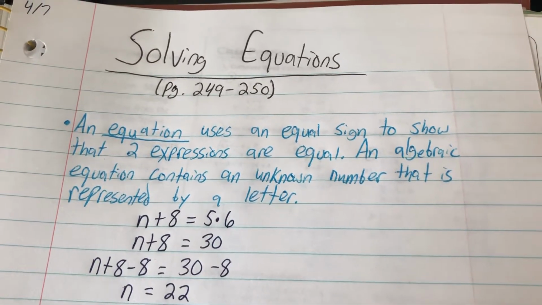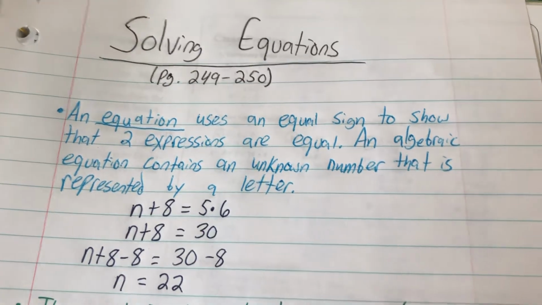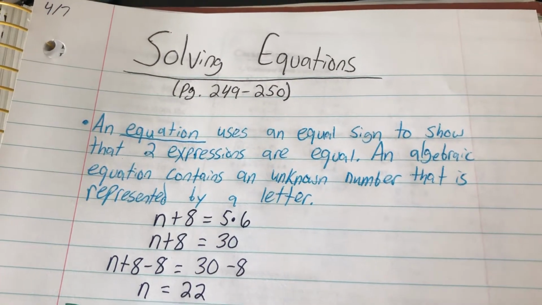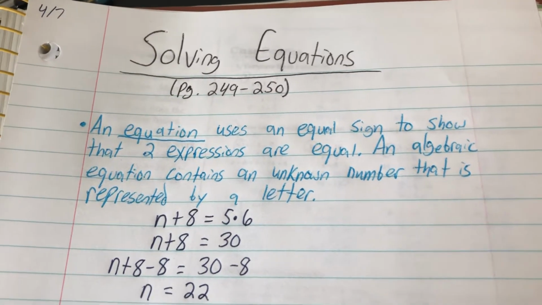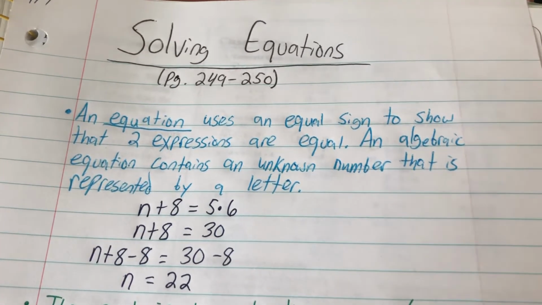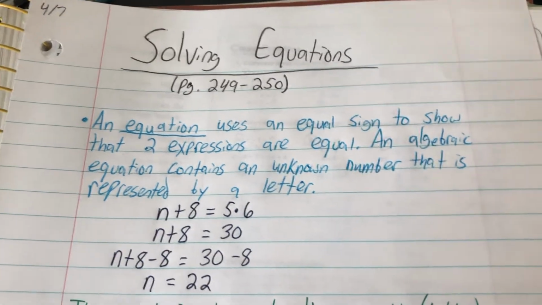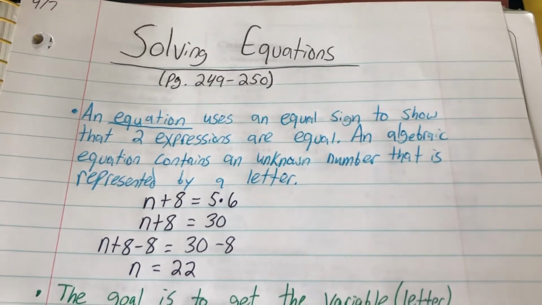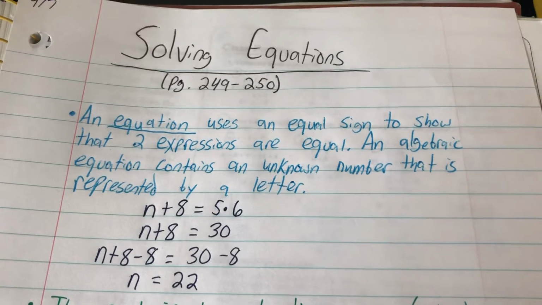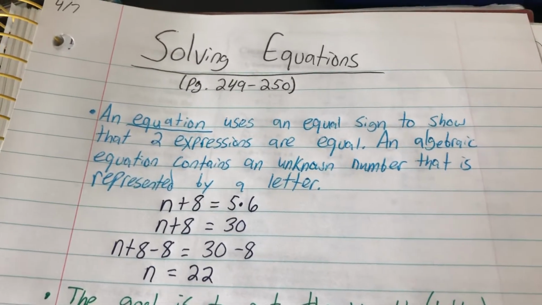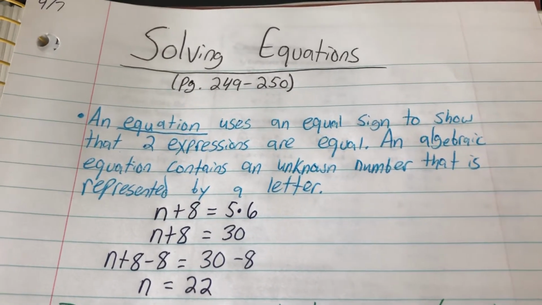Today in math, we are going to be talking about solving equations. This covers page 249 and 250 in your book. So first of all, an equation uses an equal sign to show that two expressions are equal. An algebraic equation contains an unknown number that is represented by a letter. A lot of times in your book, that's going to be n or x, which is, remember, why we don't use x for a multiplication sign with these.